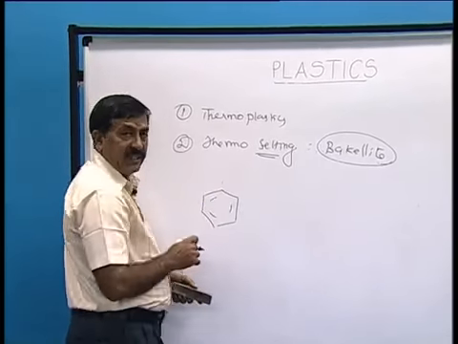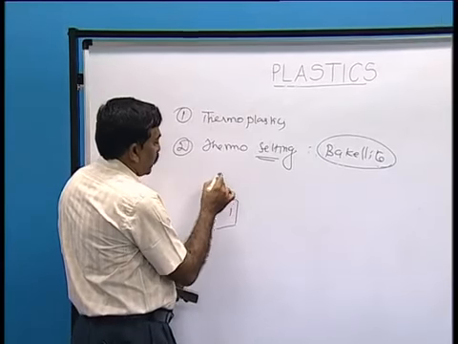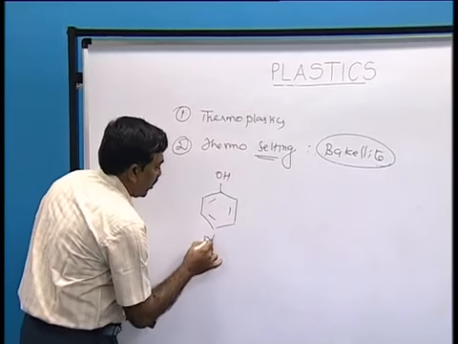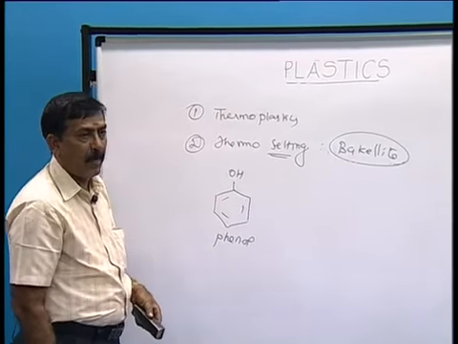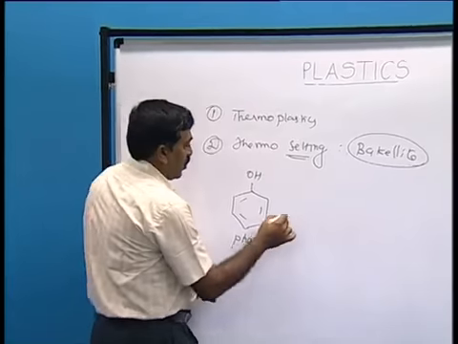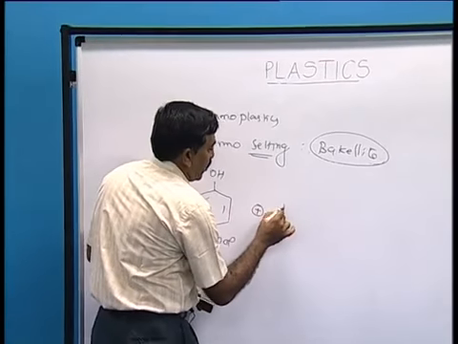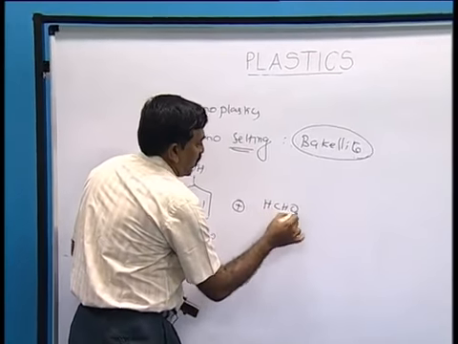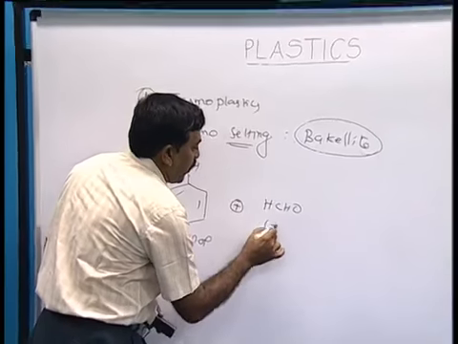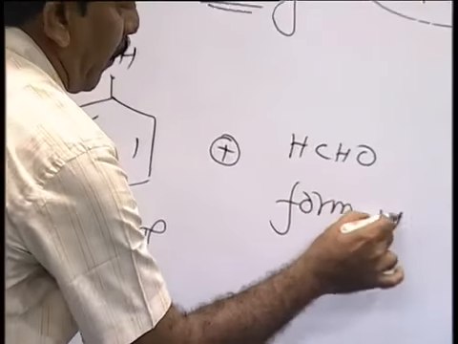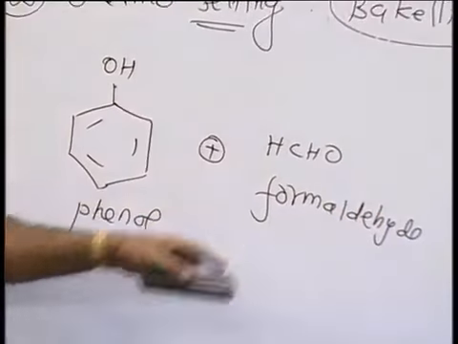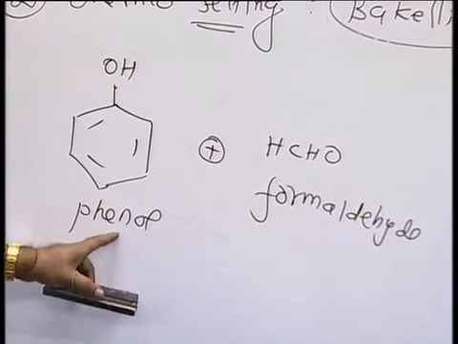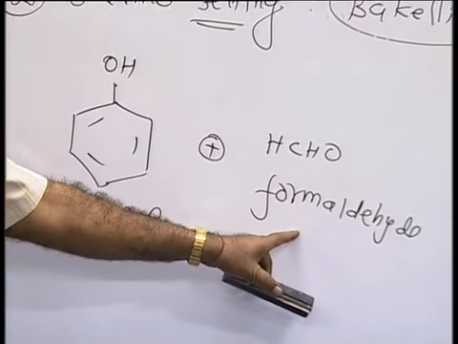So this is called benzene with OH. Now this is called phenol. This is a simple molecule. Another one, this is called formaldehyde. So this is another simple molecule. Phenol, one molecule, formaldehyde, another molecule.